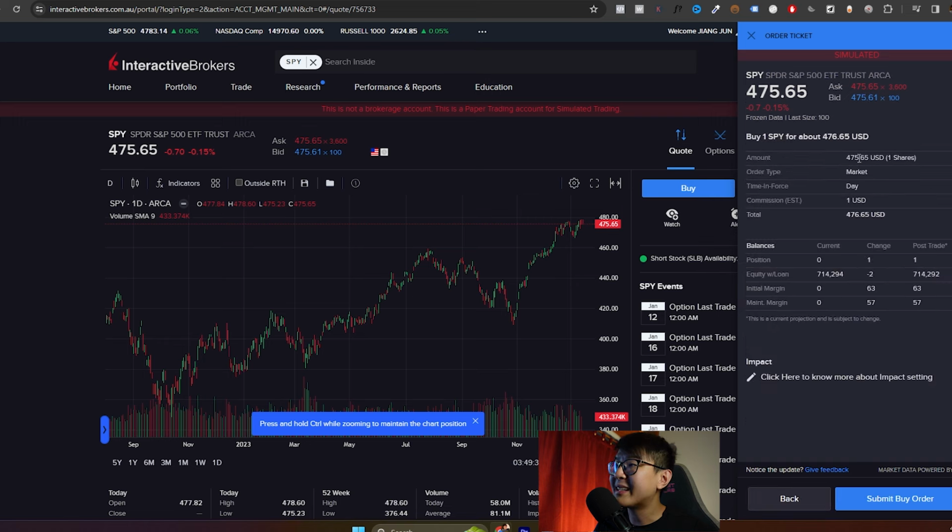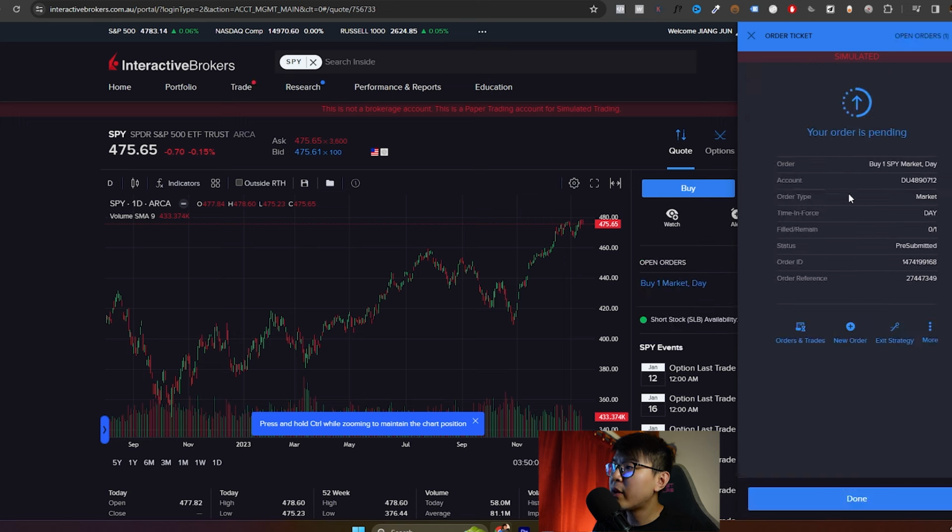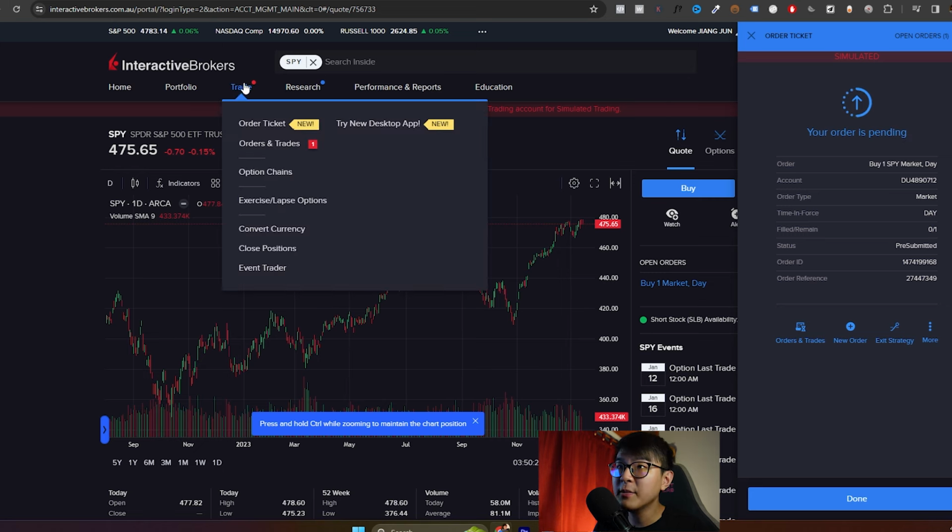Click preview and you'll see exactly how much you're spending. Amount, one SPY share. Order type market, time in force day, commission $1, and you'll be paying a total of $476.65 USD. Next, click submit buy order. You'll then see this thing. Your order is pending. The US stock market is only available, I think, from 9 a.m. Eastern time onwards. Depending on where you are in the world, your order might be pending if you are trading after official market hours. I highly recommend you trade during market hours, which is 9 a.m. Eastern time onwards. In this case, you'll usually click on trade here, click on orders and trade.